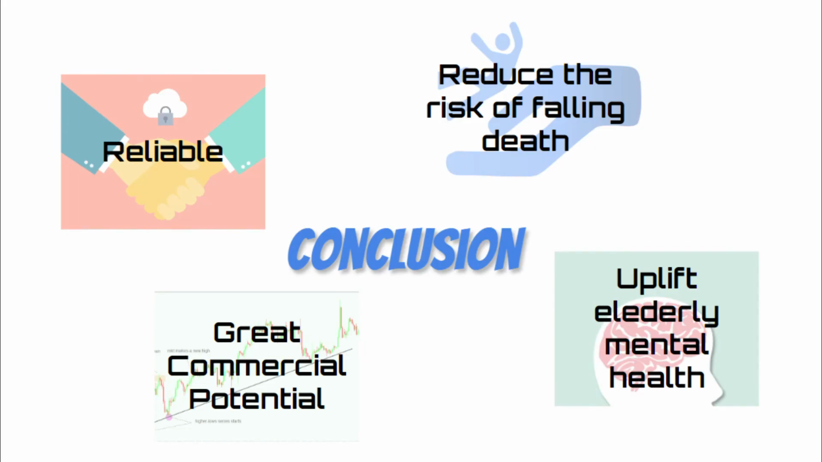Now, why should you choose us? First of all, our system is very reliable due to its high accuracy in fall detection and prompt notification. Our system is able to help protect the elderly from fall deaths and uplift their mental health through our family care program. It will benefit not only the elderly, but their children as well. Our project has great commercial value.